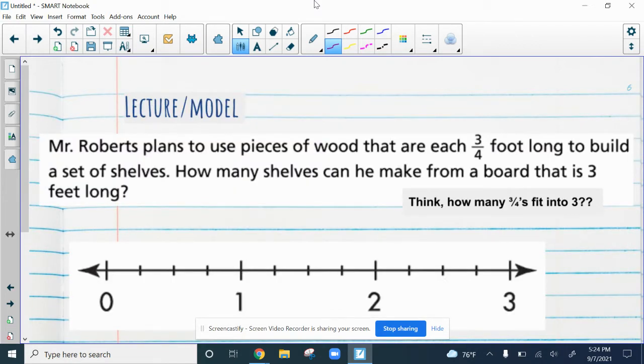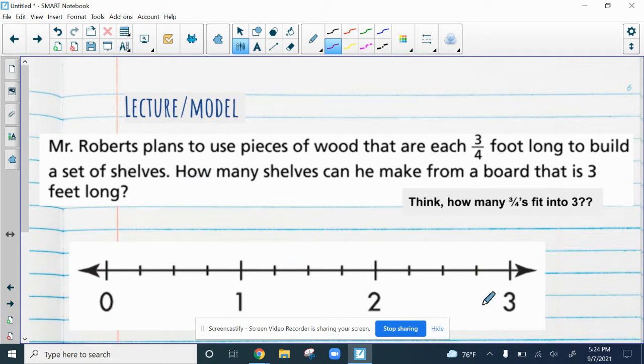All right, so let's take a look at what's going on here in this problem. Miss Robert plans to use pieces of wood that are each 3/4 foot long to build a set of shelves. How many shelves can she make from a board that is 3 feet long?